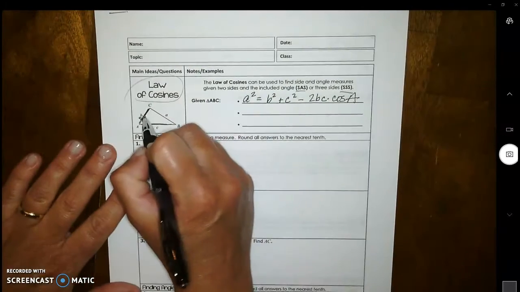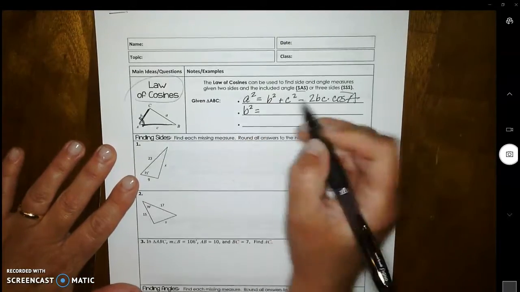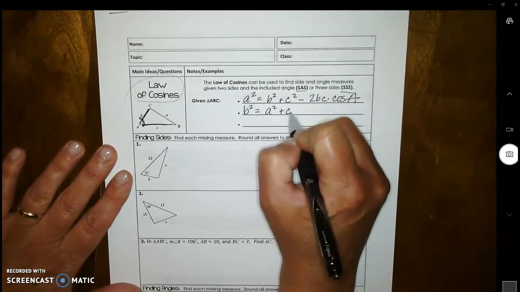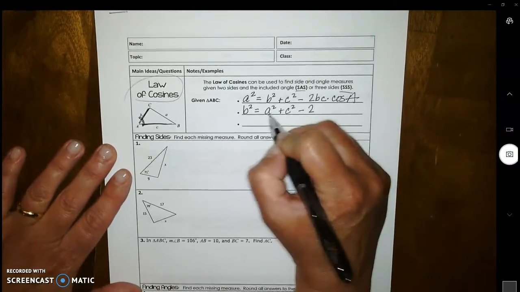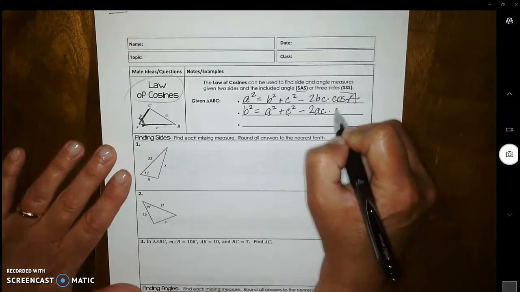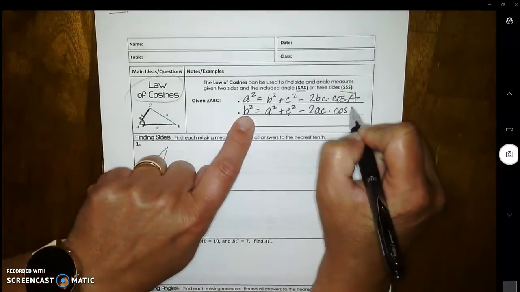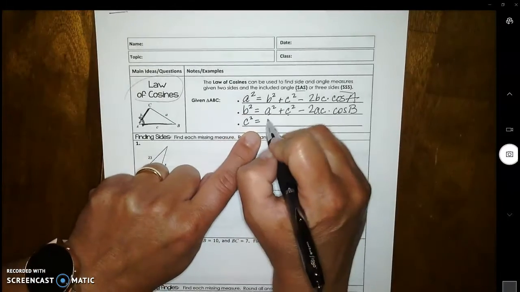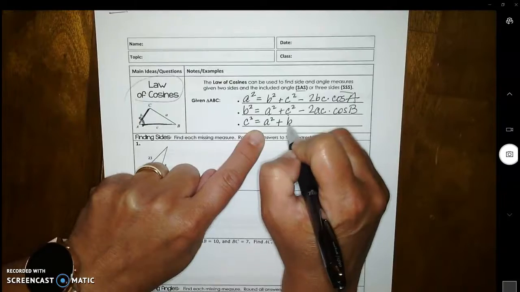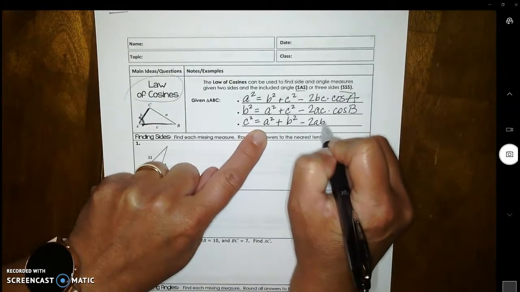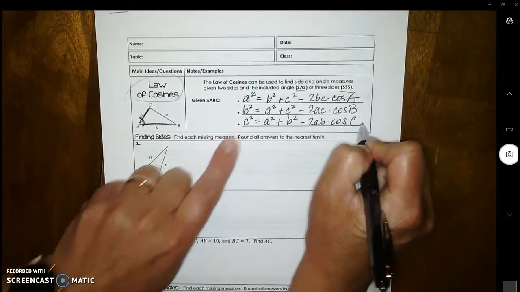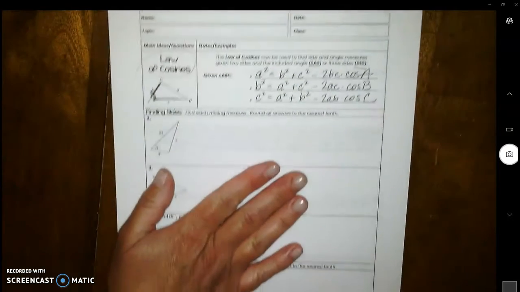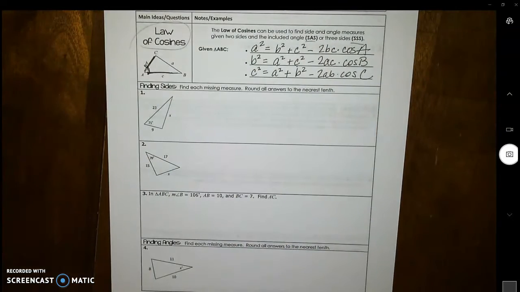You could also find b squared, and so watch how I kind of remember how this works. b squared is going to be a squared plus c squared minus 2ac times the cosine of angle B, okay? Or you can do c squared equals a squared plus b squared minus 2ab times the cosine of angle C. Okay? All right, let's go do a couple of examples and see how it works.